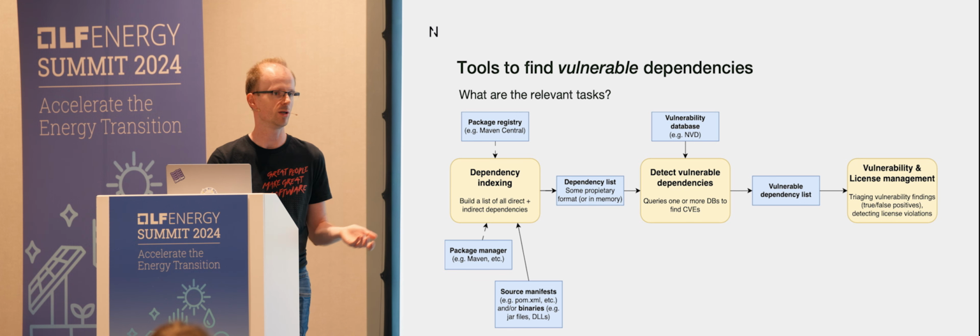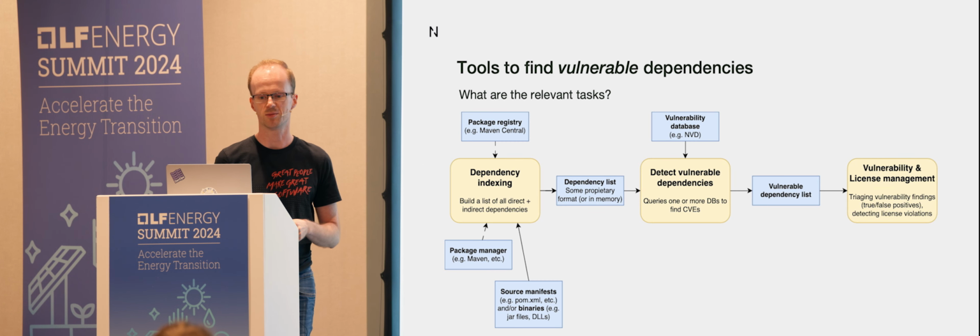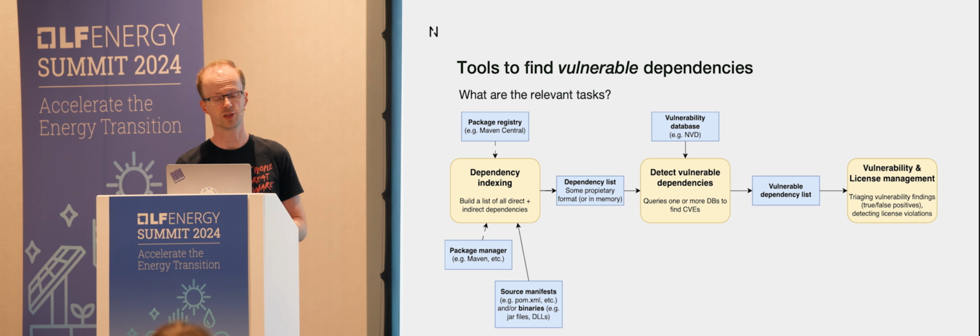If you know Java, for instance, this is the POM XML file, and there are many other examples. But they might even query the package registry, like Maven Central, or they might even call the package manager themselves on the machine where the scanner runs and determine the full list of dependencies.